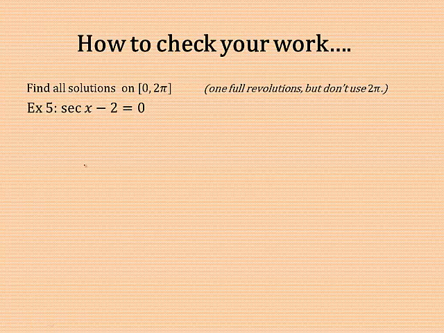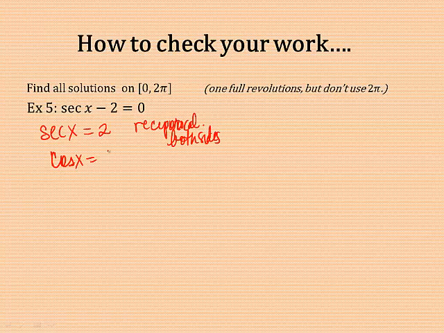Let's look at this one. Secant of x minus 2 equals 0. Well, secant of x, if I add 2 to both sides, I get equals 2. Now remember, secant is the reciprocal, so we take the reciprocal of both sides. Okay, so I get cosine of x. What's the reciprocal of 2? 1/2. Hey, look, we're in the same position we were a while ago. We decided that the cosine is positive 1/2 at pi over 3 and at 5 pi over 3, right off the unit circle. So I can solve this again.